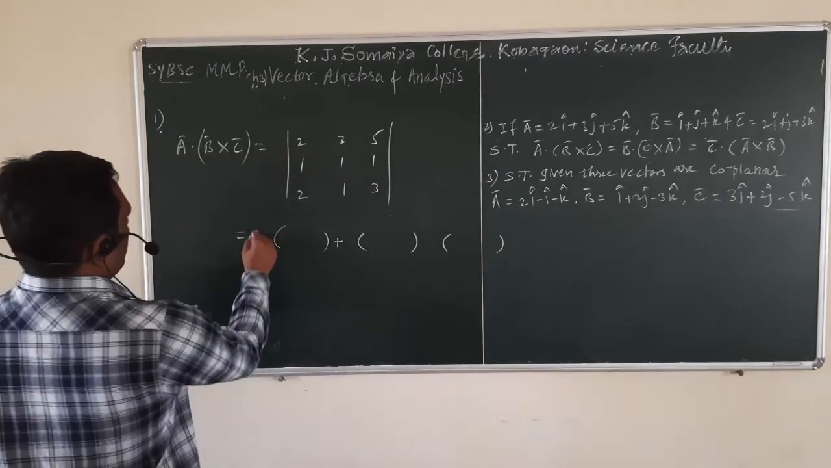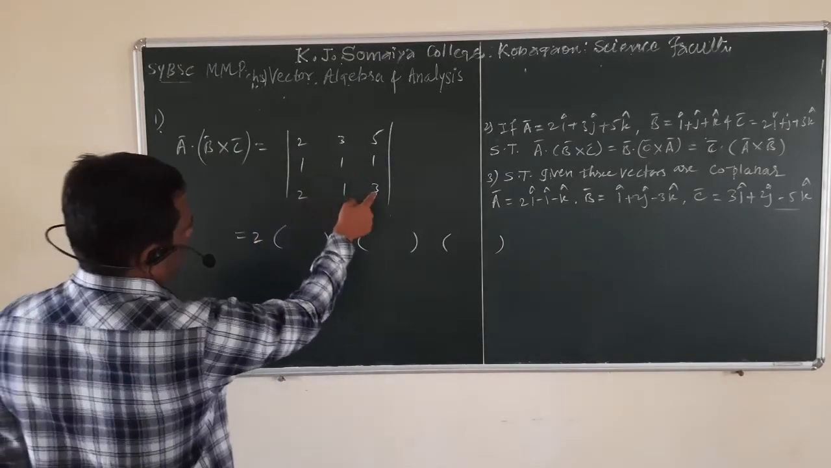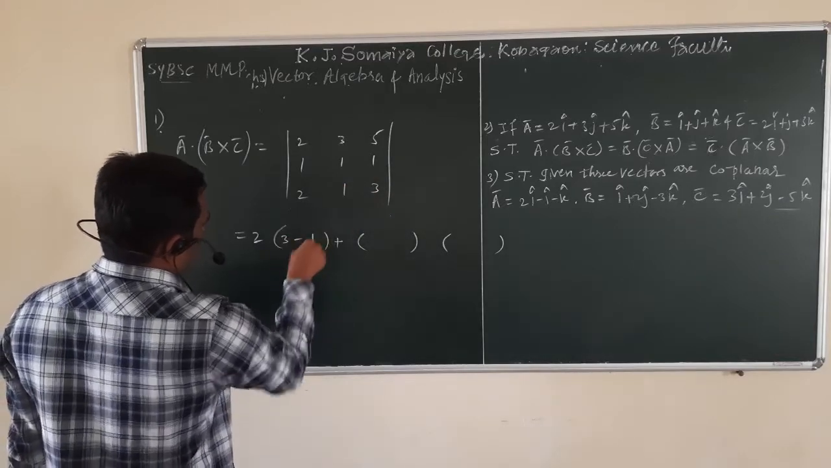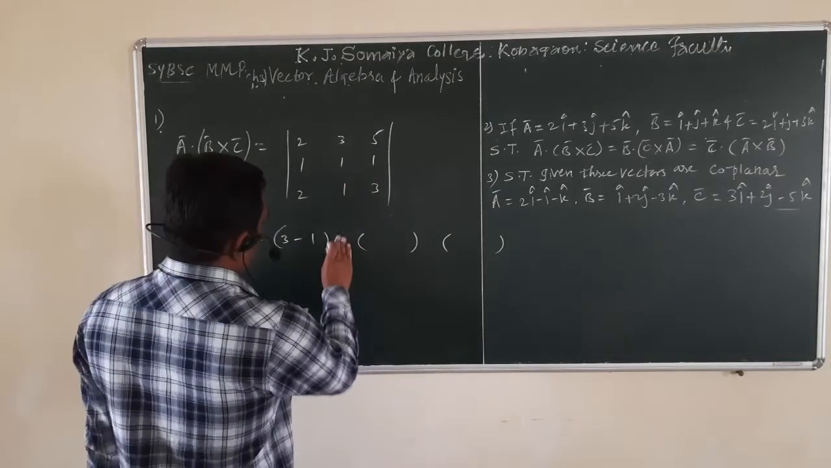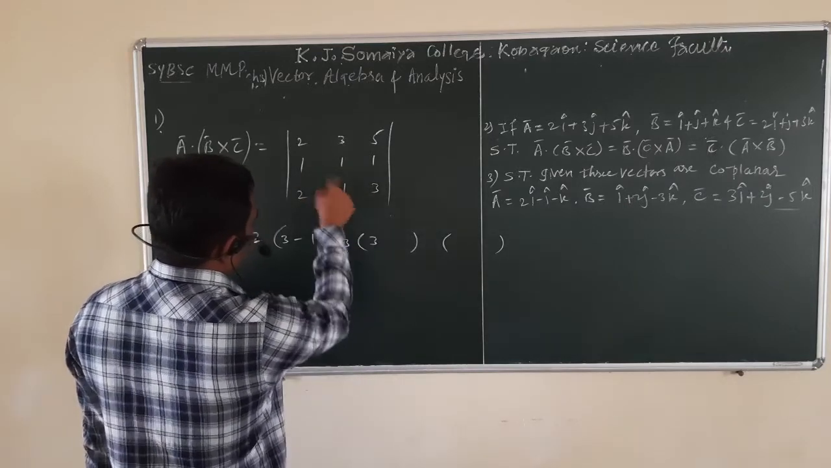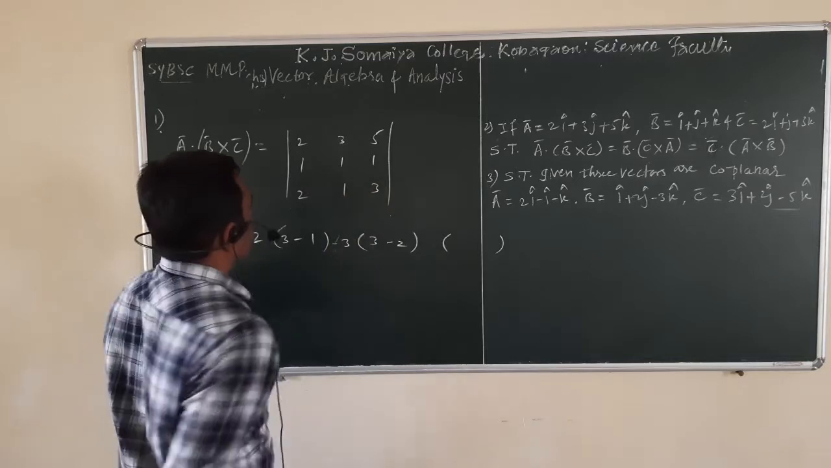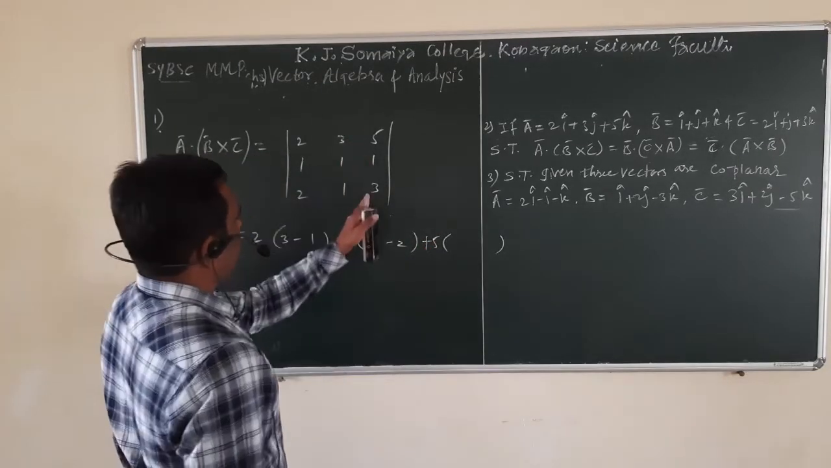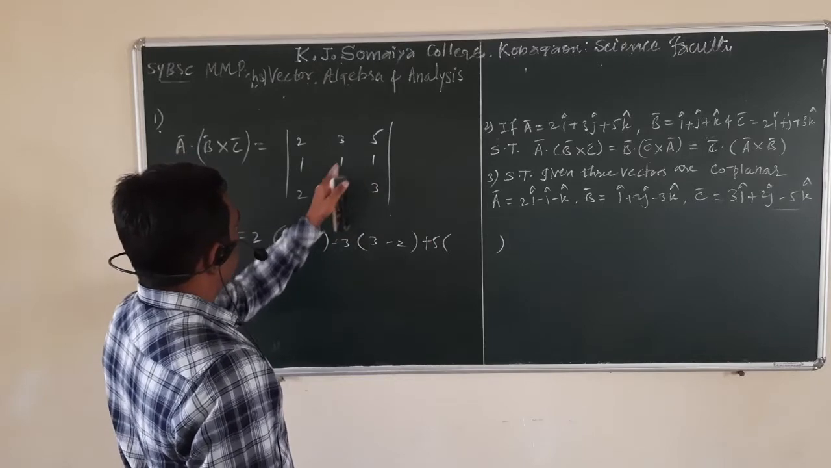Okay, first of all 2 multiply by 3 minus 1. Okay, then minus 3 multiply by 3 minus 2. Okay, and plus 5 multiply by 1 minus 2.